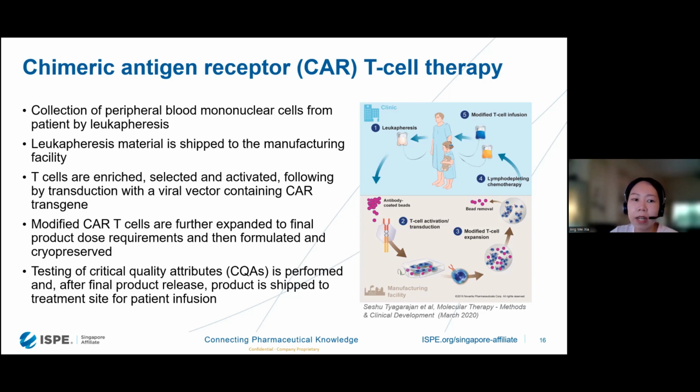For cell harvest, the transduced T cells are isolated by separating them from the beads, washed, formulated in infusion media, transferred into the infusion bags, and cryopreserved. Testing of the critical quality attributes of CAR T cells is performed, and after final product release, the cryopreserved CAR T cells are shipped to the treatment site. Once the patient is ready to receive the CAR T cells, the cells are thawed and immediately infused into the same patient who provided the cells.